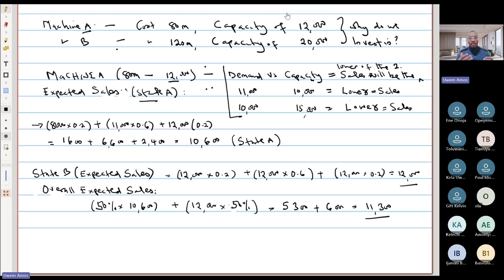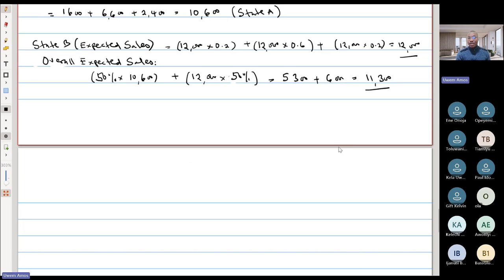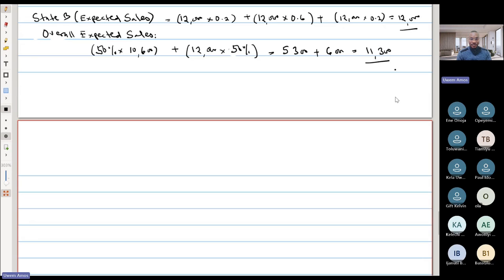So now with that done, let's calculate what machine A will result for us. Now that we've calculated what the expected sales is for machine A, let's see how that adds up to our figures. All right. So if we buy machine A, we're going to sell 11,300. So we are in machine A.